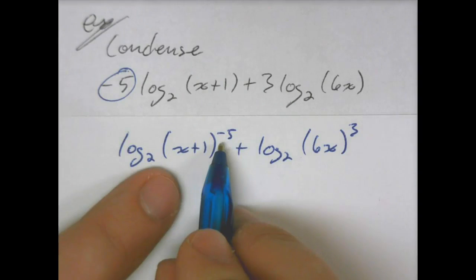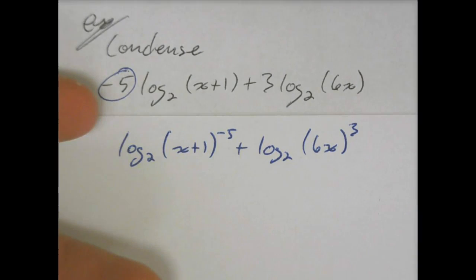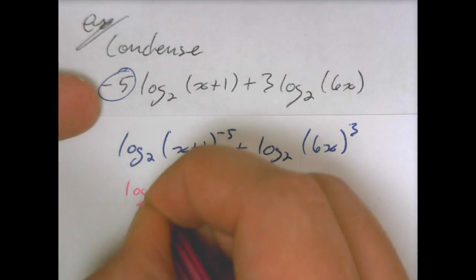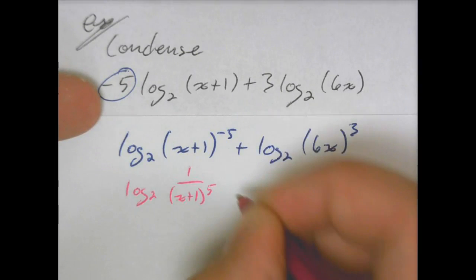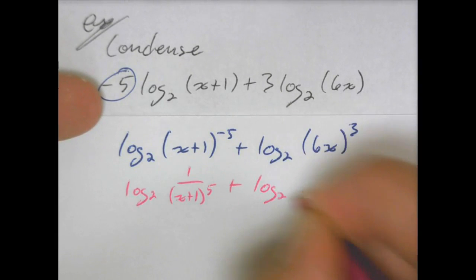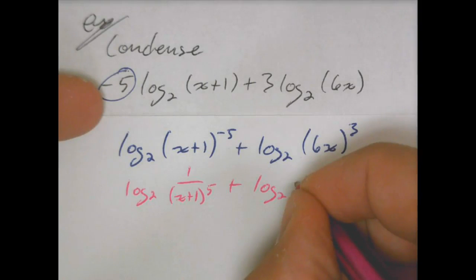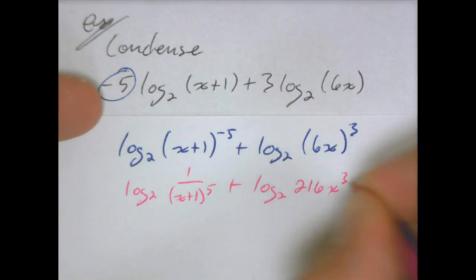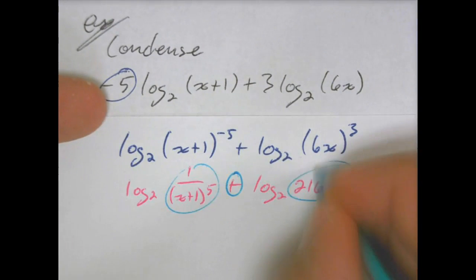Don't forget, if you have a negative exponent, this is pretty much a fraction, and you can say this is 1 over x plus 1 to the 5th. So I have log base 2 of 1 over x plus 1 to the 5th power plus log base 2 of 6 cubed is 216, I think. So 216x cubed. 6 times 6, 36, 216. Yeah, that's right. Okay, and then since I have addition here, I can take the inside parts, multiply them together.